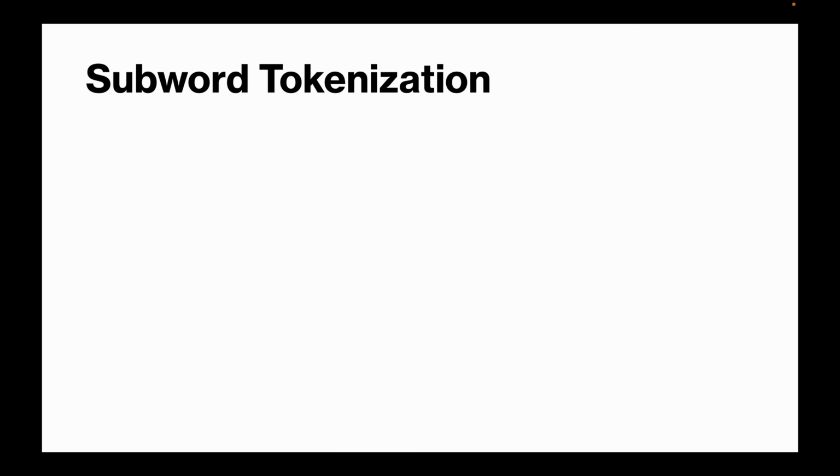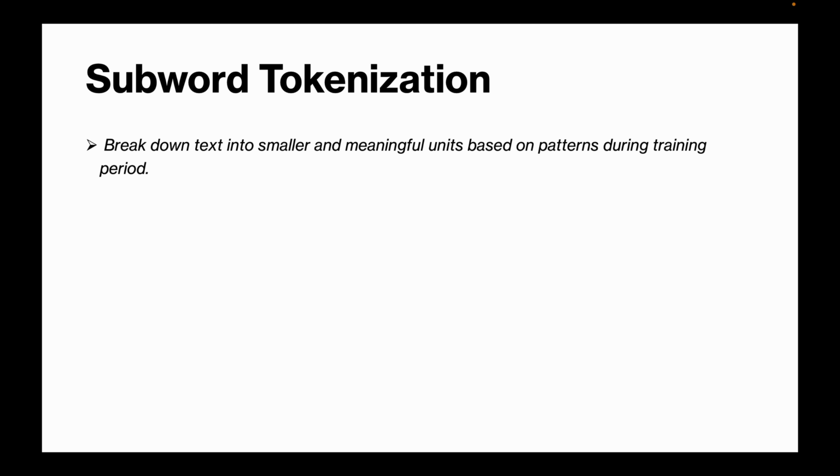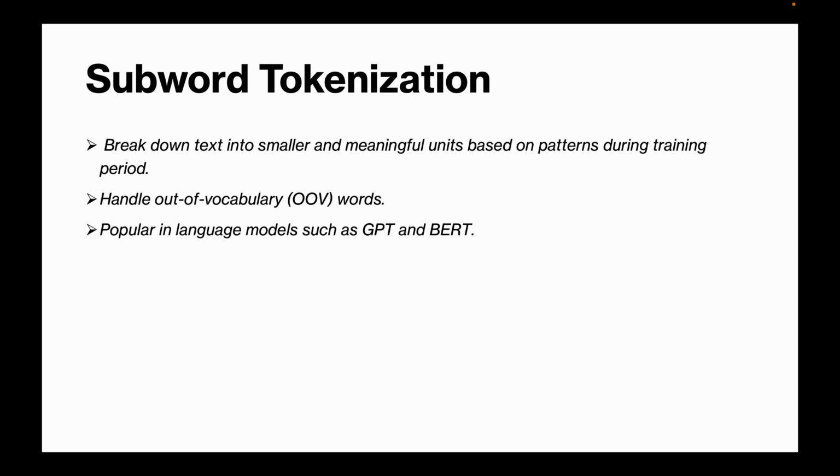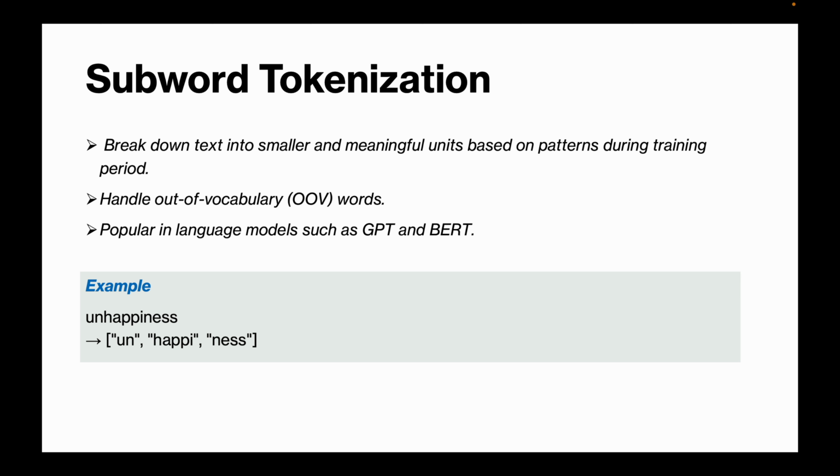Subword tokenization. Modern LLMs mainly use subword tokenization. This method balances between word and character tokenization by breaking down text into smaller, meaningful units based on patterns found during the training period. It helps the model handle out-of-vocabulary, or OOV, words. This tokenization method is popular in large language models such as GPT and BERT. For example, the word unhappiness is split into unhappy and ness.